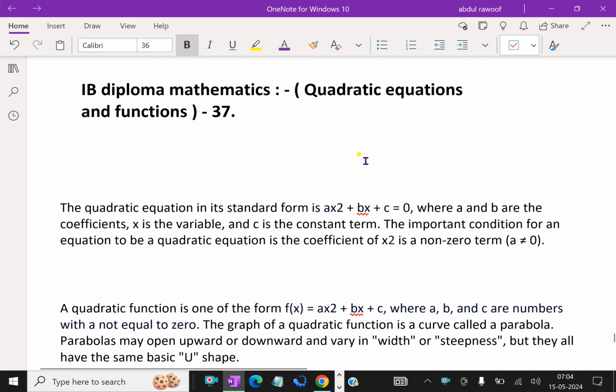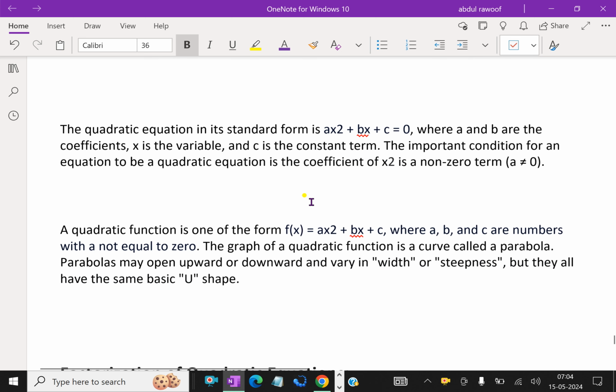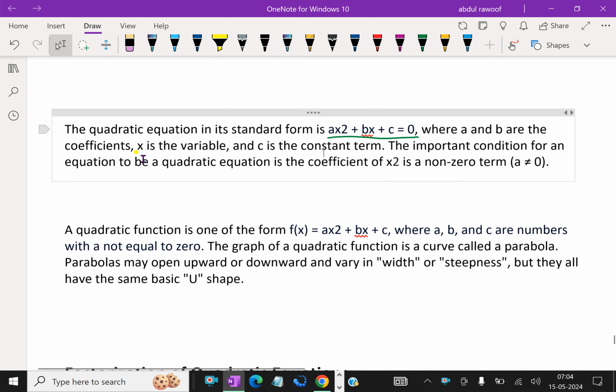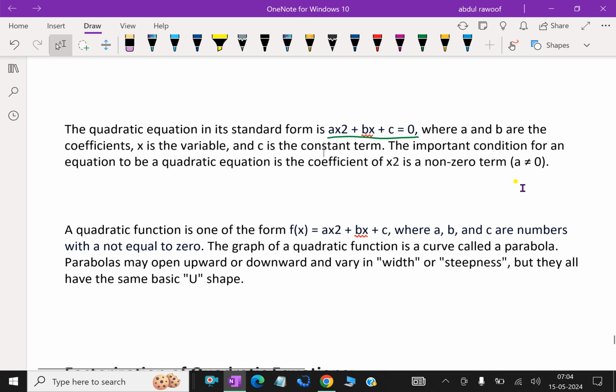Let us discuss now. A quadratic equation in standard form is ax squared plus bx plus c equal to 0, where a and b are the coefficients of x squared and x, and c is the constant. The important condition for an equation to be a quadratic equation is that the x squared term must be non-zero. That means a should not equal 0.